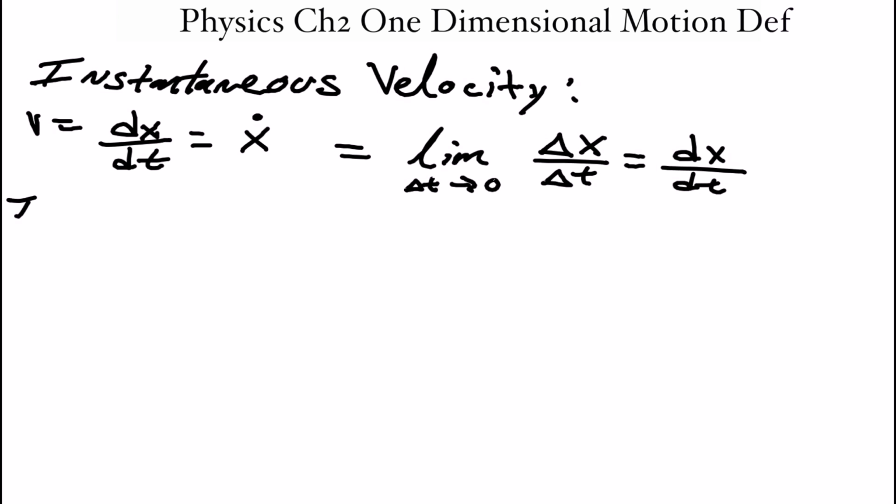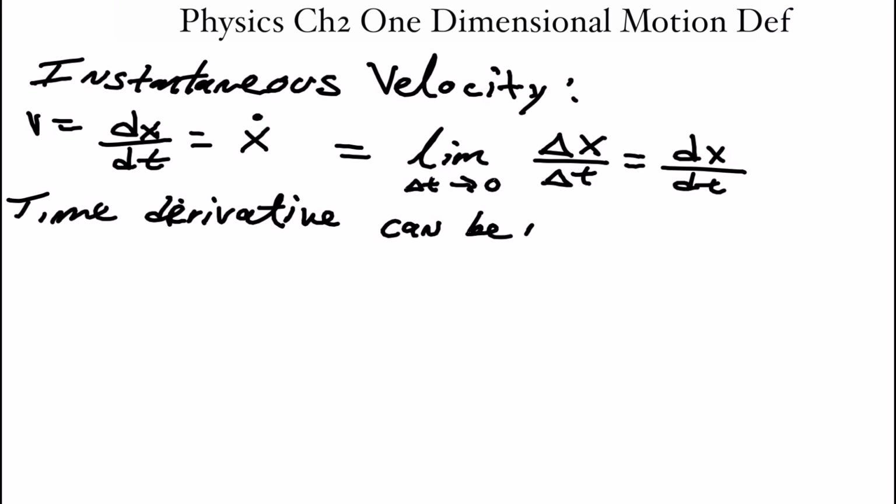So again, I'll make a note here. Time derivative can be represented by the dot notation. That'll be the first derivative. Second derivative will have 2 dots. Third derivative will have 3 dots, and so forth. And then they change. You can look them up.